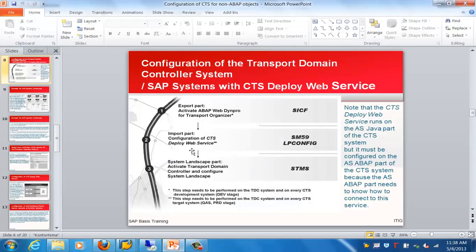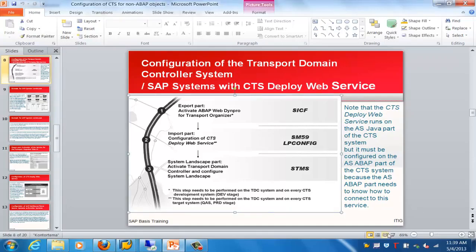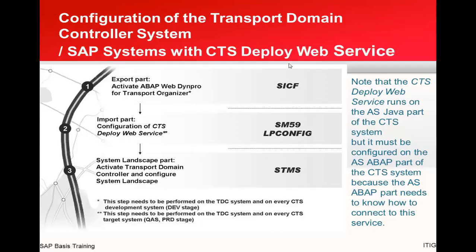Then we have deploy web service, which is in LM config under SM59. Basically this should be configured. This is one of the RFC destinations. Then in STMS we need to activate the transport domain controller and configure the landscape. These steps need to be performed on the TDC systems and on every CTS development system before we can move the transport around. So three steps: SICF, that is, look for the service and check if it is started or not.